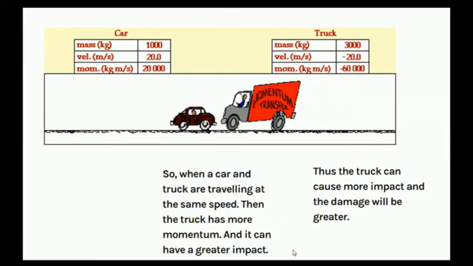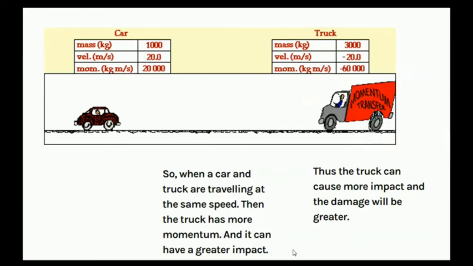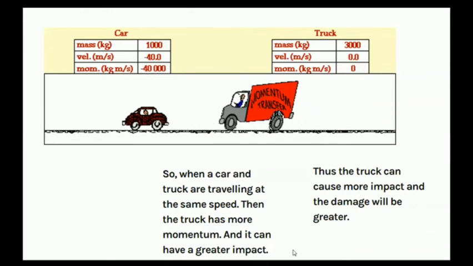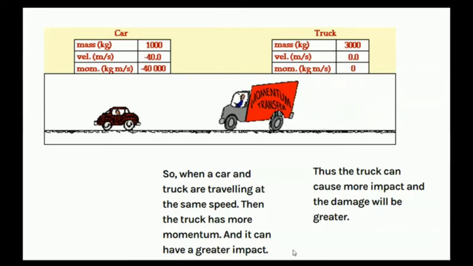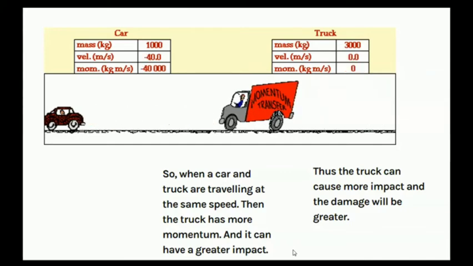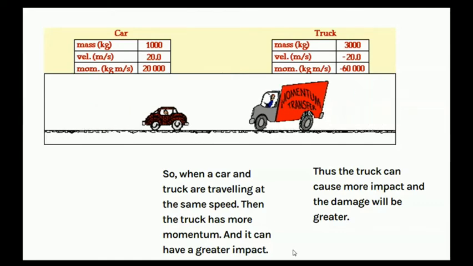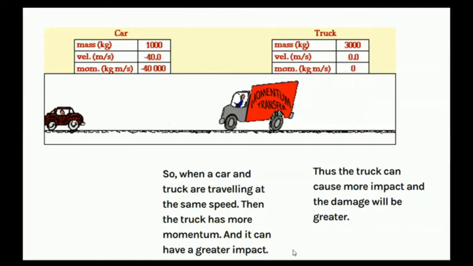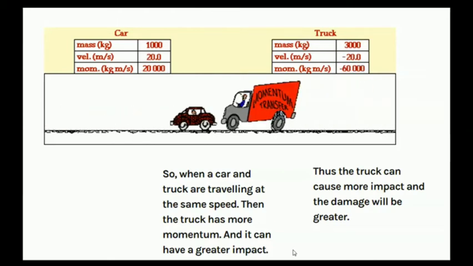Let's consider an example: a car with 1000 kg mass and a truck of 3000 kg mass. When a car and truck are traveling at the same speed, the truck has more momentum and a larger impact. Therefore, when both collide, the momentum generated by the truck will be more since its mass is more. Thus, the truck can cause more impact and more damage than the car.